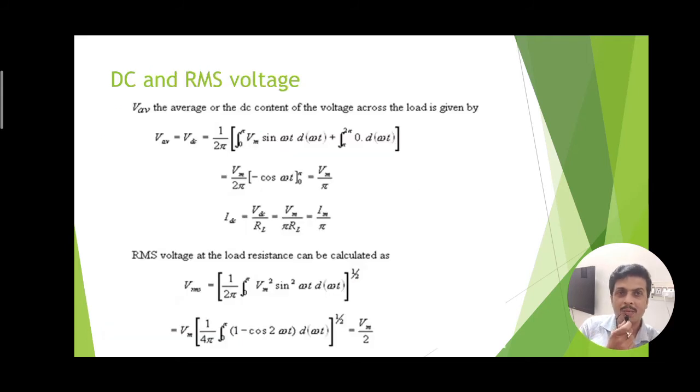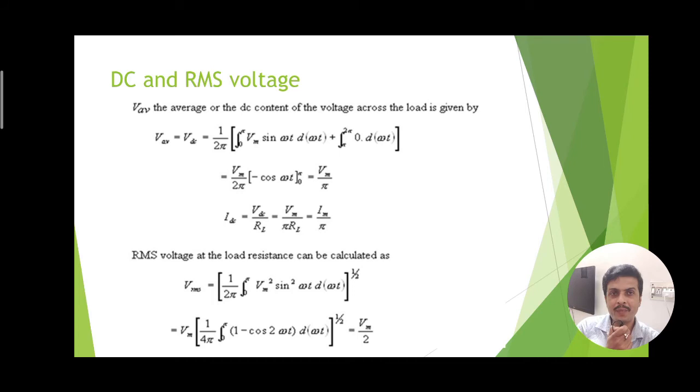Now what is DC and RMS voltage? These are shown mathematically, how to calculate the DC voltage. As the diode is forward biased only for the half cycle, therefore for the half cycle we can integrate, and for the remaining half the integration is 0. So therefore we are getting the maximum magnitude of the current divided by pi as the DC quantity for the half wave rectifier.